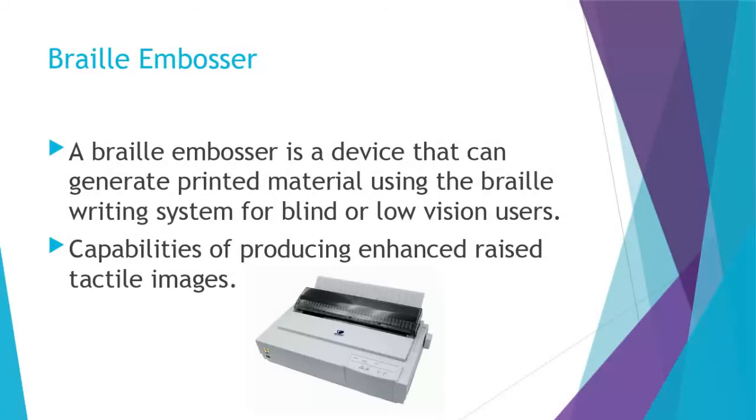The next piece of equipment that I want to talk to you about is the Braille embosser. This is pretty much just like a regular printer, but this device uses a special paper to create a raised image. So it can generate printed material using the Braille writing system for blind or low vision students, as well as create enhanced and raised tactile images. These are very beneficial for blind or low vision students taking maybe a math class where they need to have a feeling for the graphics, or maybe somebody going into a biology class or health science. So I'm going to show you a quick video on how it works.